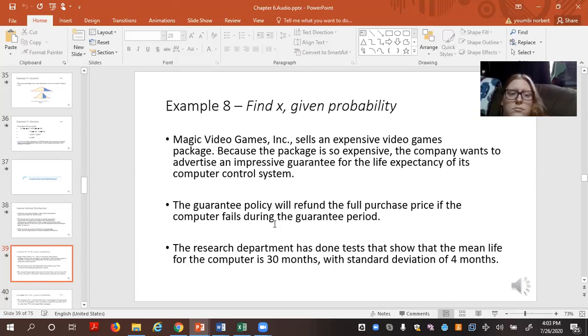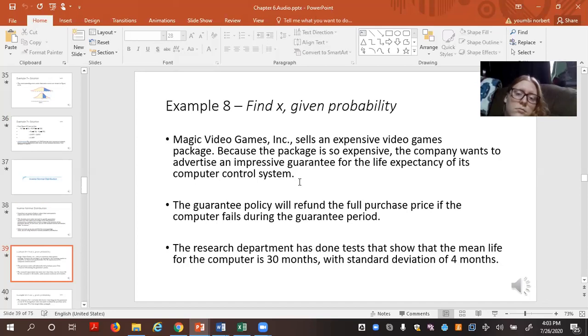Okay? Let's come back to our problem here. In this problem, we will want to find the inverse normal for a regular distribution, not standard, a regular normal distribution. So Magic Video Games sells an expensive video games package.